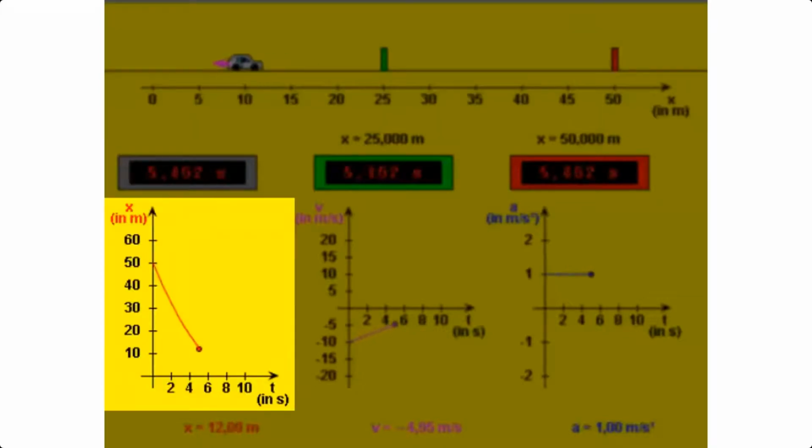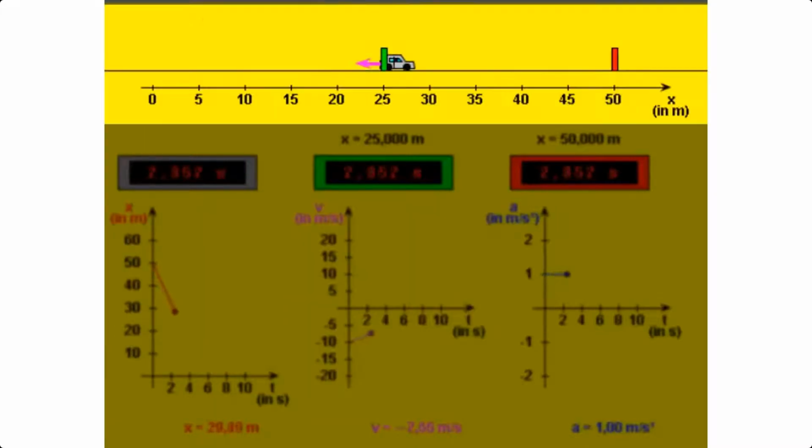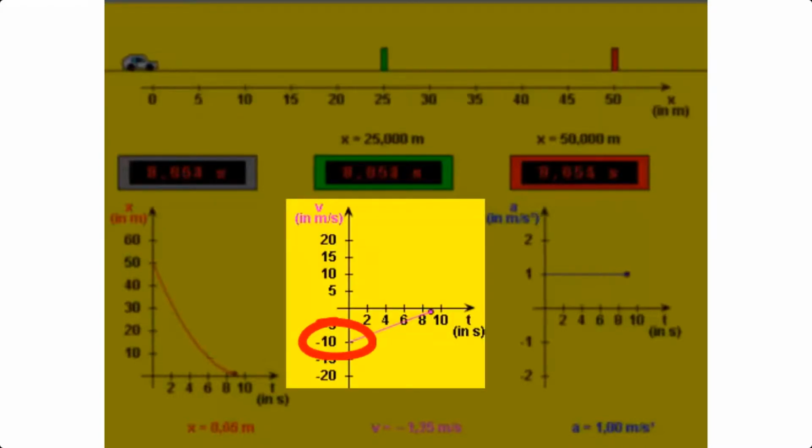The gradient of the xt graph becomes shallower and shallower. It starts steep when it's going quickly, and it goes slower and slower. The gradient becomes shallower and shallower. That's because the velocity is slowing down. It's decelerating. The velocity is always negative because it's always heading to the left, heading to the negative. Motion is negative. The velocity starts quick. Negative 10 meters per second is quick.